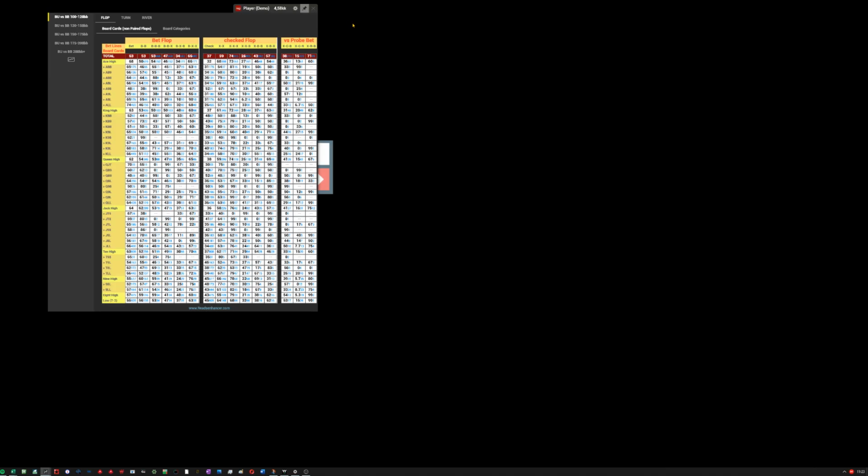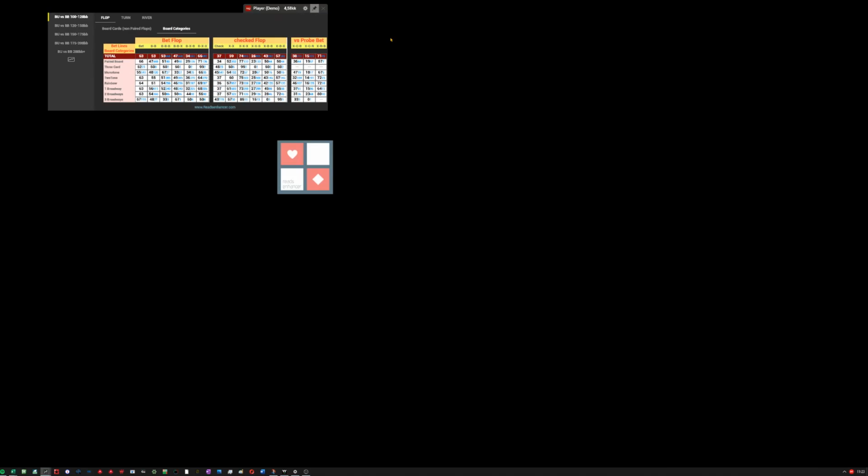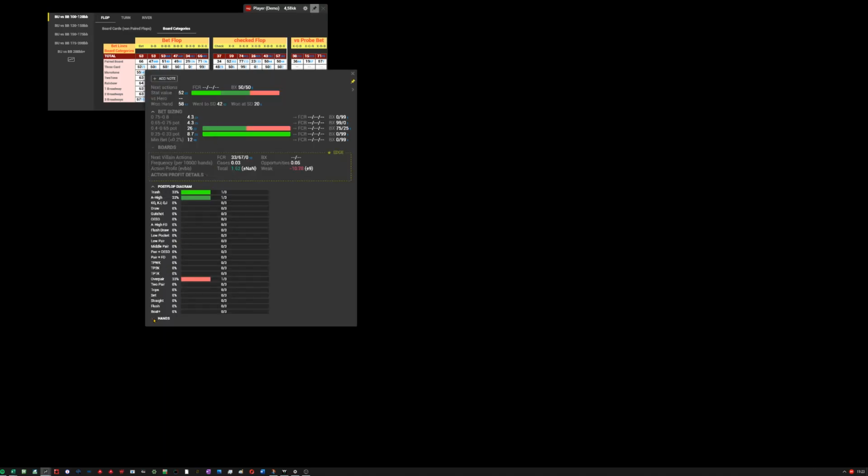Then we have a look at the second flop tab, which is for the board categories summarized. Here we have summarized all paired boards, 3-card boards. This means, for example, those boards here. One second.